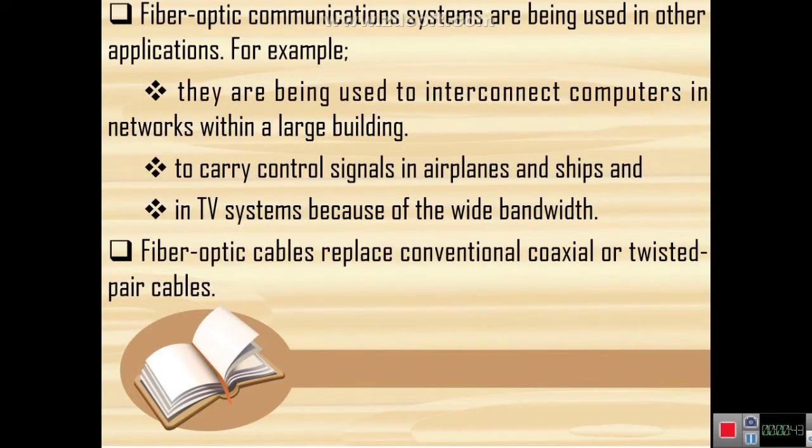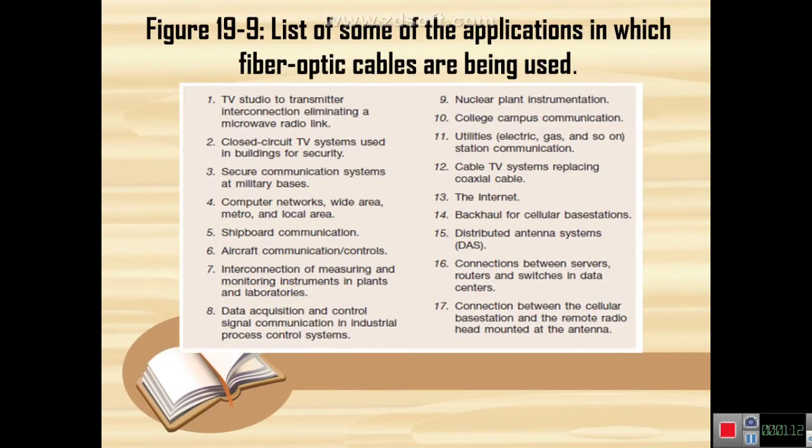Fiber optic communication systems are being used in other applications. Like for example, they are being used to interconnect computers and networks within a large building, to carry control signals in airplanes and ships, and last in TV systems because of the wide bandwidth. Fiber optic cables replace conventional coaxial or twisted pair. Figure 19 to 9 lists some of the applications in which fiber optic cables are being used.